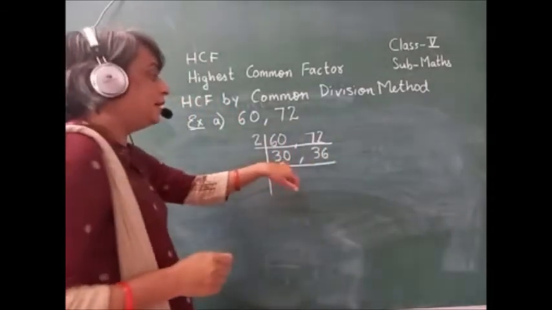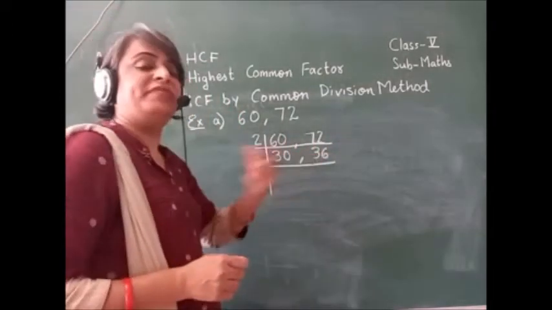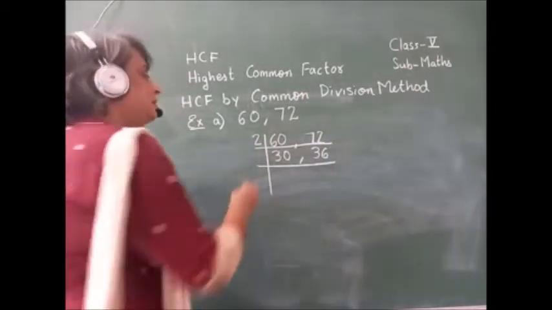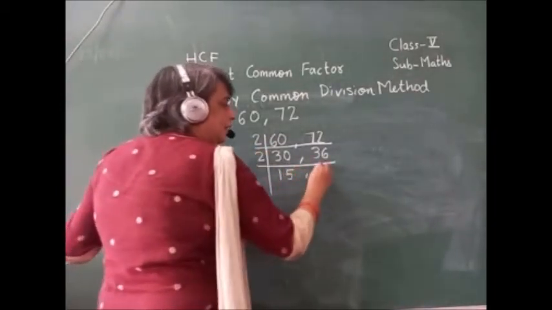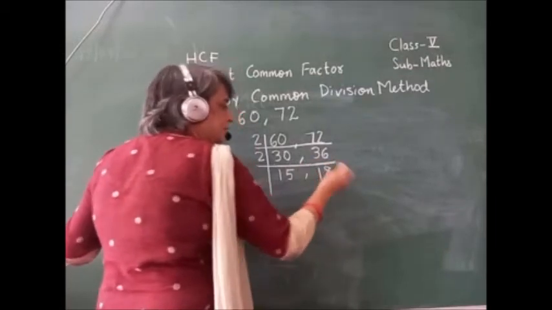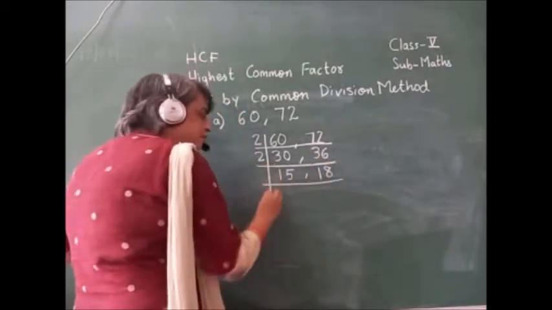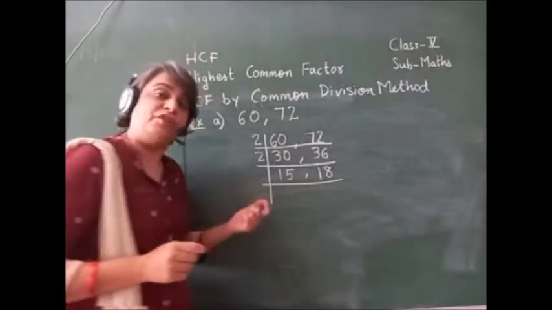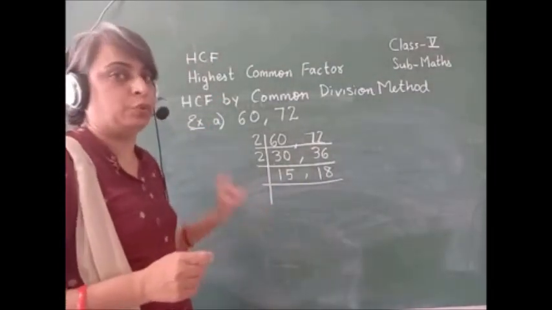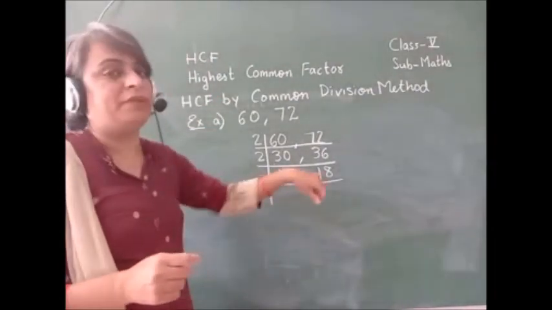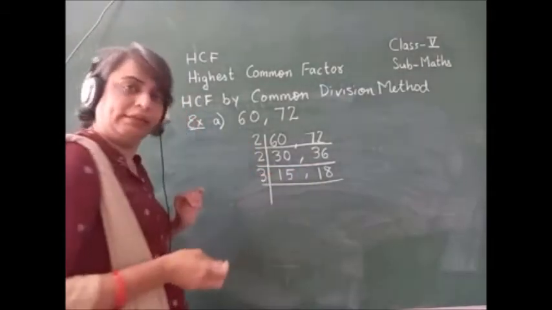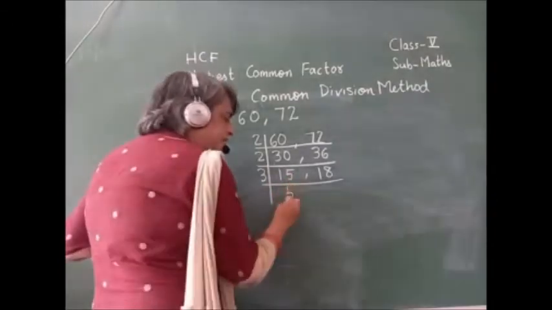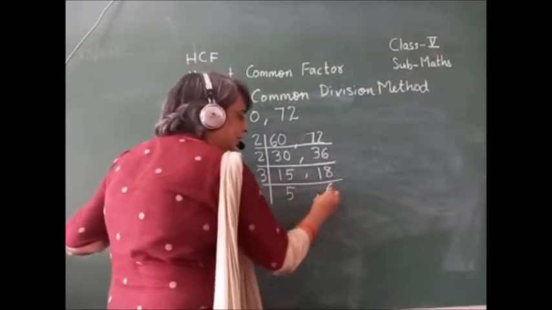Again 30 and 36. Both of them are even numbers. Again it is divisible by 2. 2 15s are 30, and here comes 2 18s are 36. Now 15 and 18. Both of them are not divisible by 2. So which number is it divisible by? 15 and 18, both of them are in 3's table. You will write here 3. 3 5s are 15, and here 3 6s are 18.